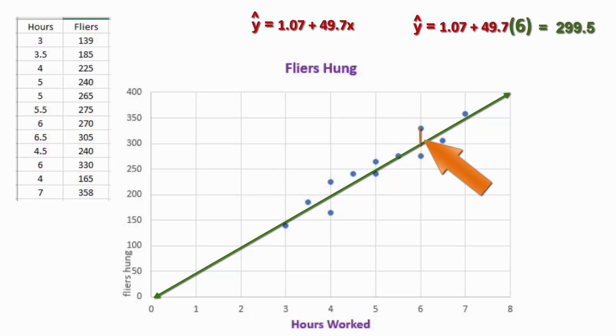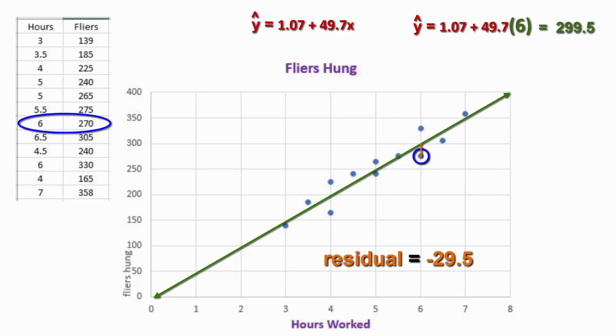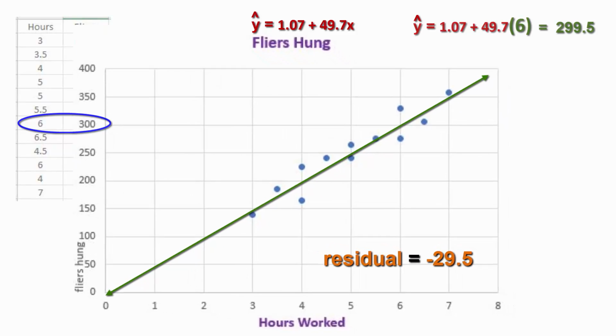Another worker in our sample hung only 270 flyers in 6 hours. Their residual is negative 29.5 flyers. This performance was below average for someone who worked 6 hours.